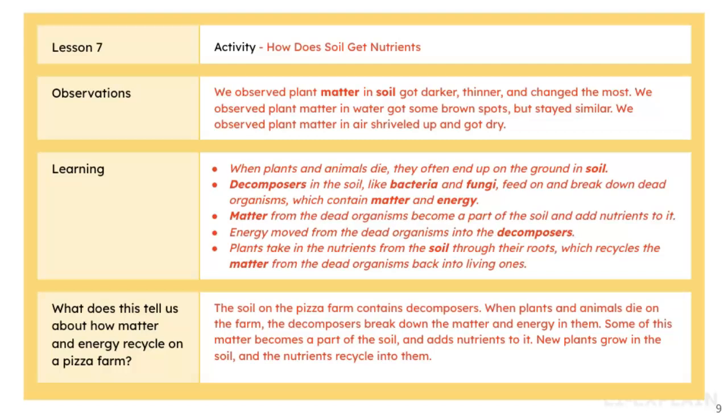From the discussion, students should understand that the soil on the pizza farm contains decomposers. When plants and animals die on the farm, the decomposers break down the matter and energy in them. Some of this matter becomes a part of the soil and adds nutrients to it. New plants grow in the soil, and the nutrients recycle into them.